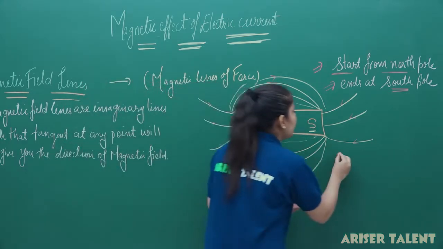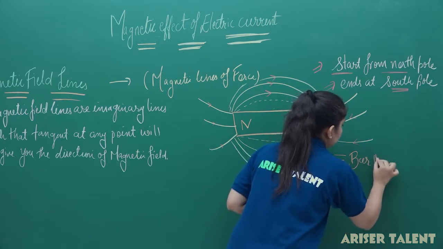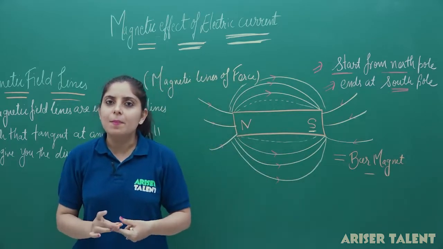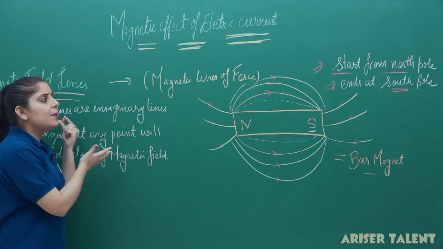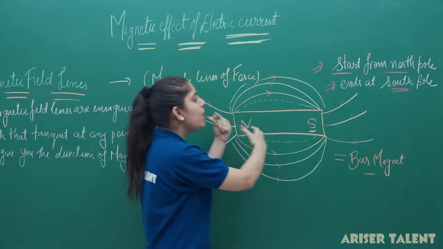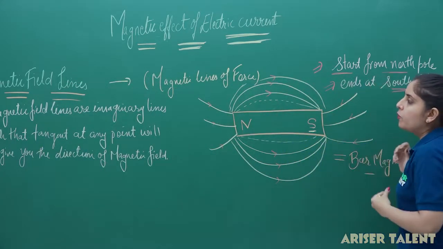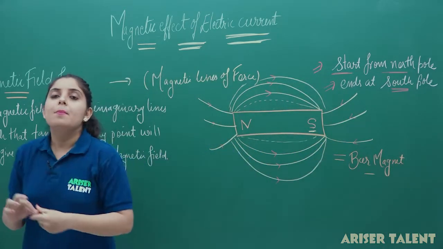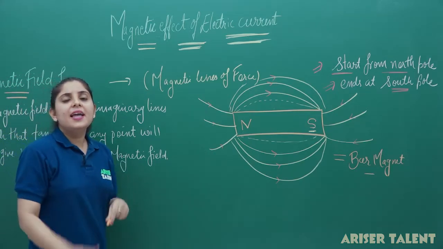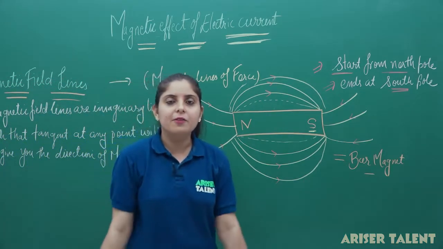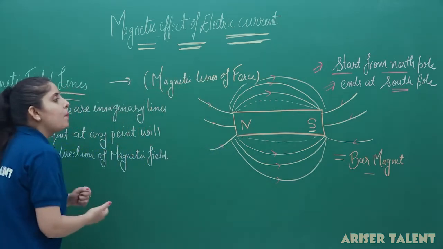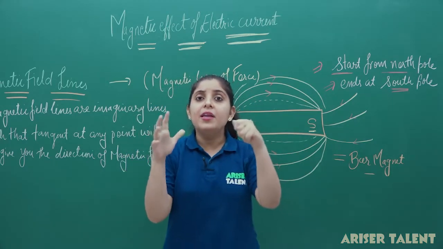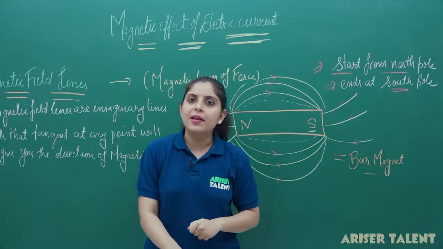This is simply the magnetic lines of force in the case of the bar magnet, imaginary lines which start from the north pole and end at the south pole. We also call them magnetic lines of force. The tangent at any point always gives you the direction of the magnetic field. We have a few properties here. The magnetic lines never cross each other. If they crossed, you would not get the exact direction of the magnetic field there.